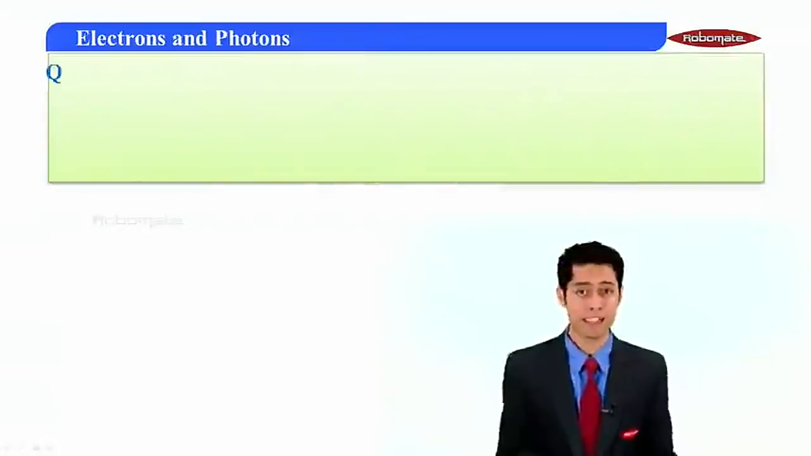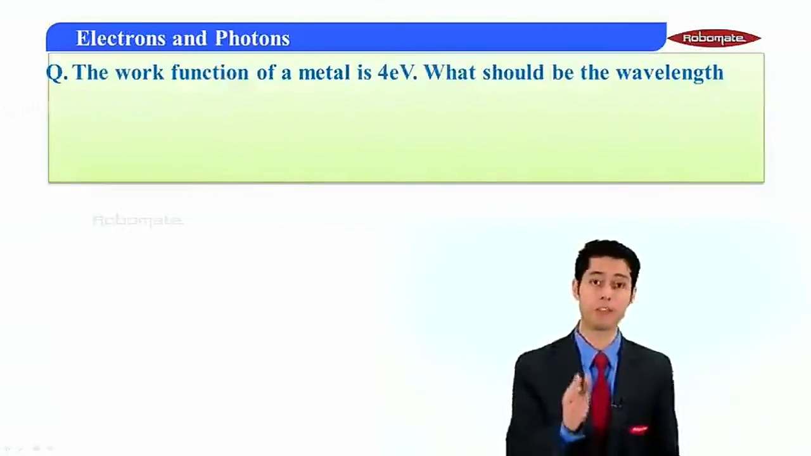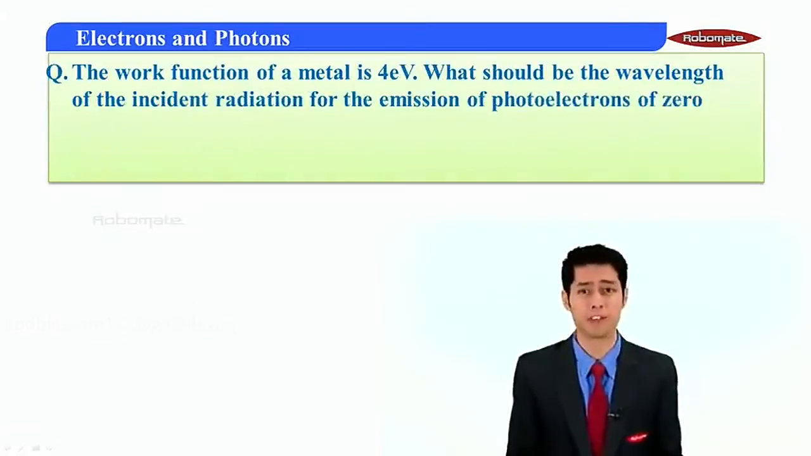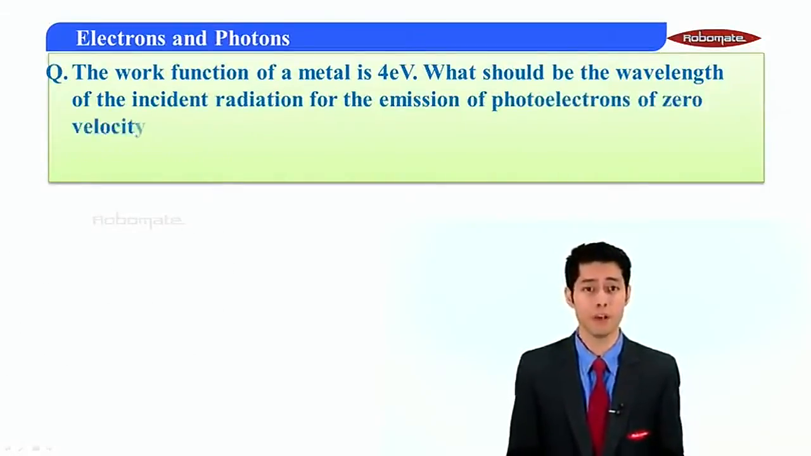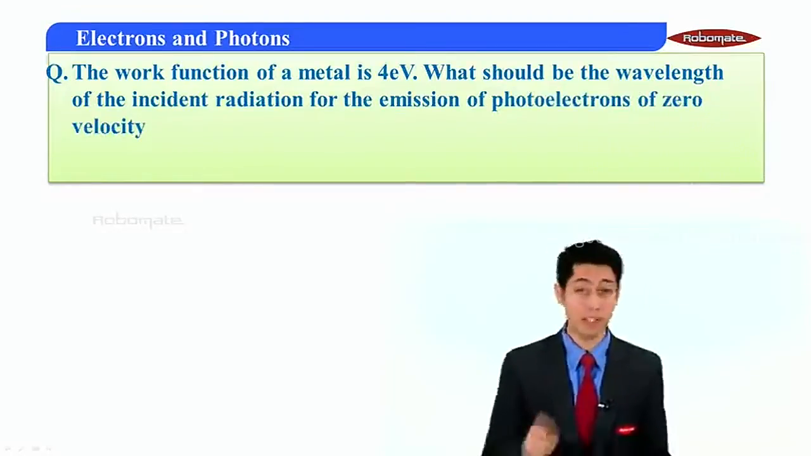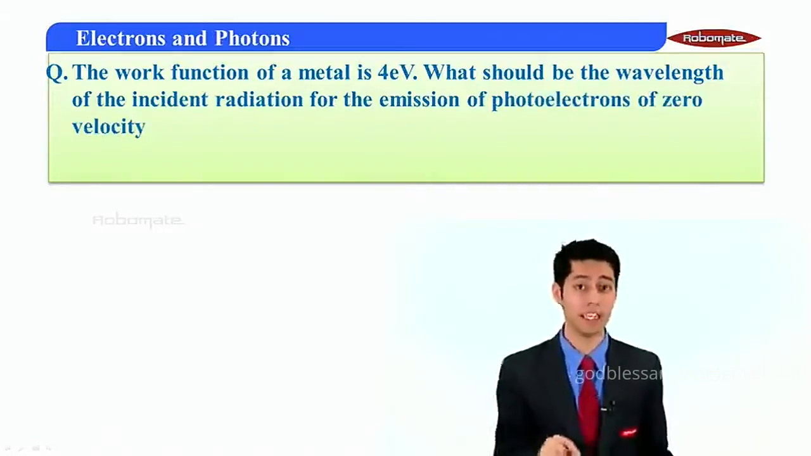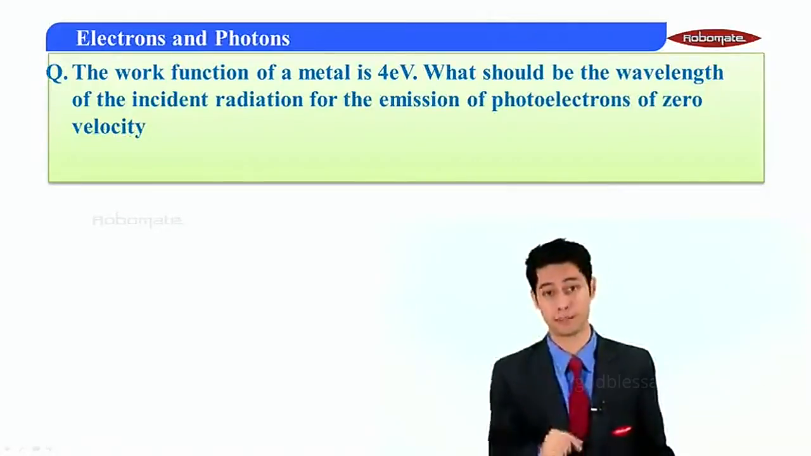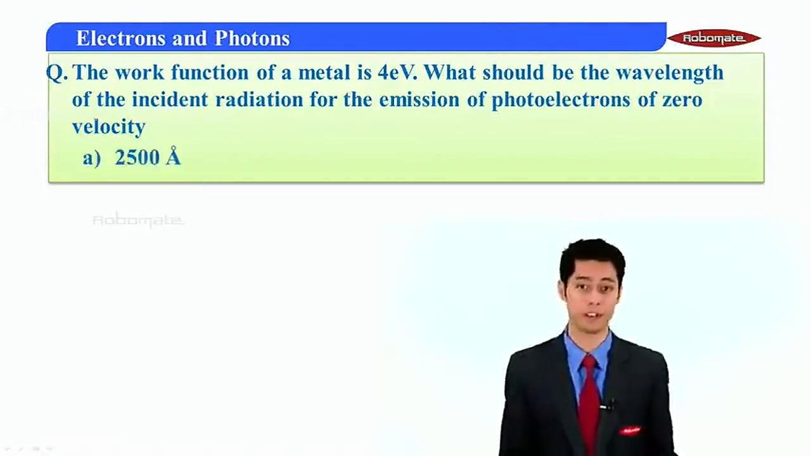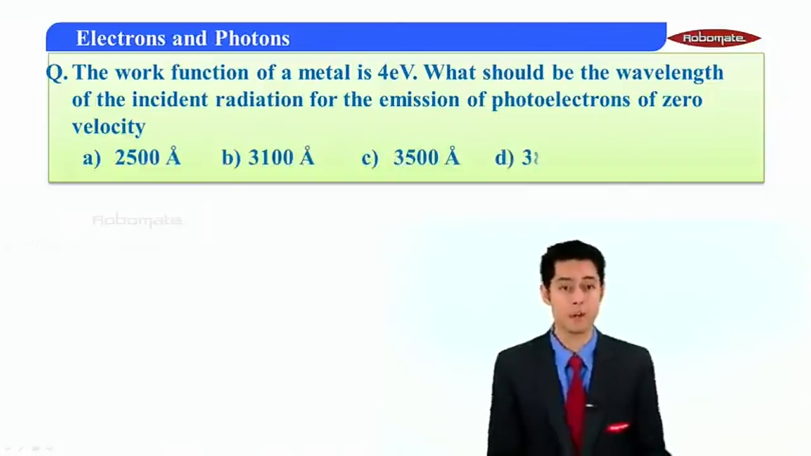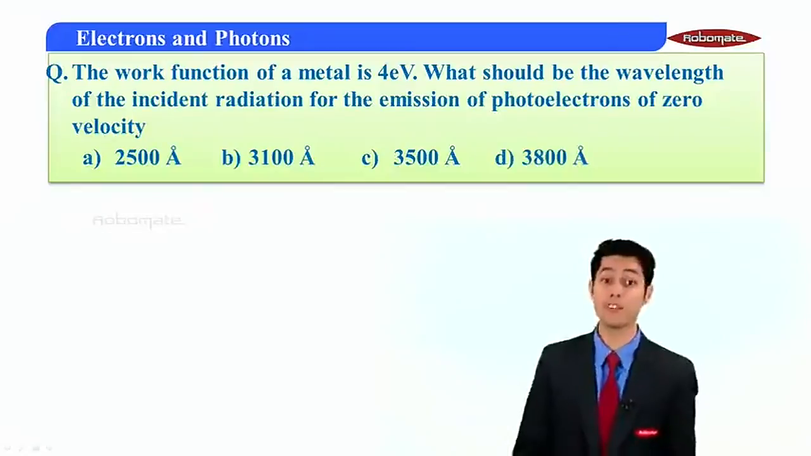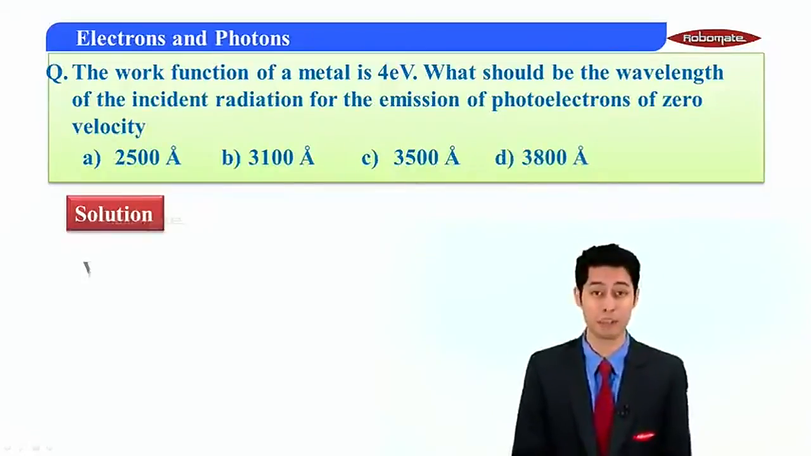Next problem says that the work function of a given metal is 4 electron volt. What should be the wavelength of the incident radiation for the photo emission of photoelectrons of zero velocity? Now these electrons do not have velocity and we need to find out the wavelength. What is provided to us is only the photoelectric work function. The options given to us are 2500, 3100, 3500 and 3800 respectively.